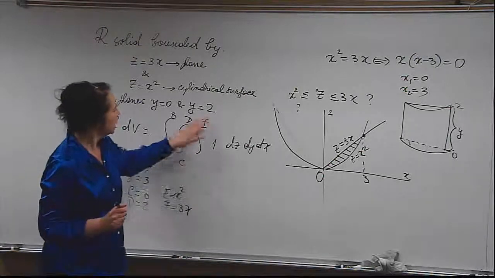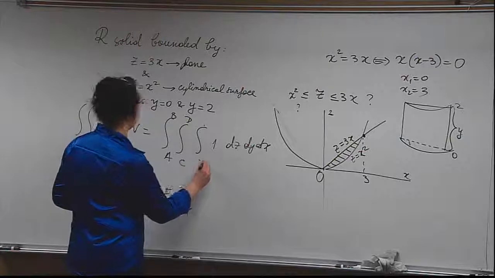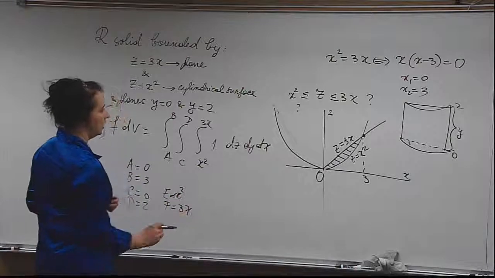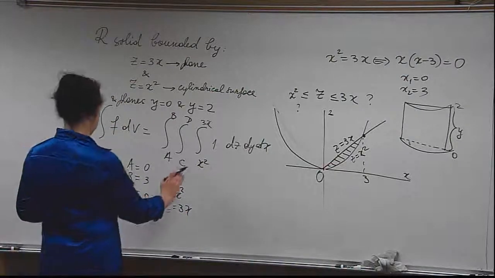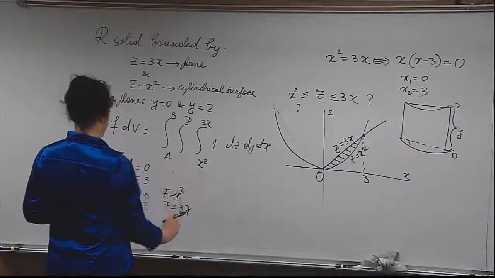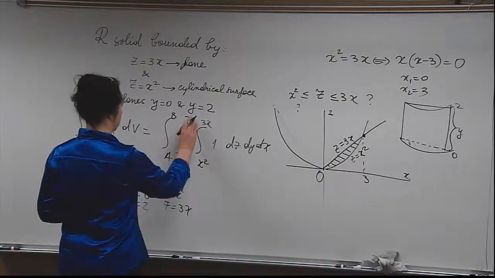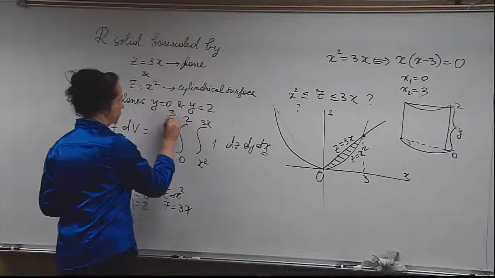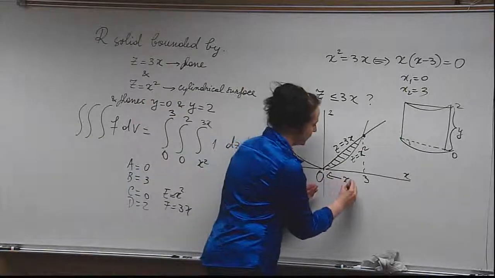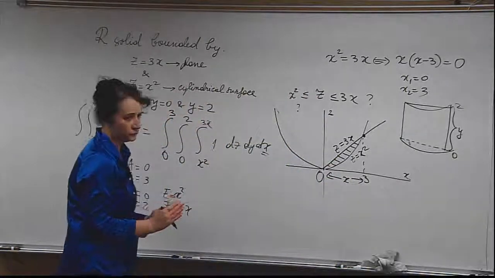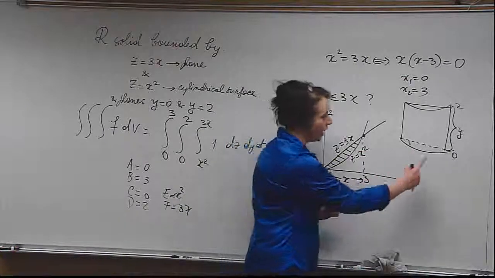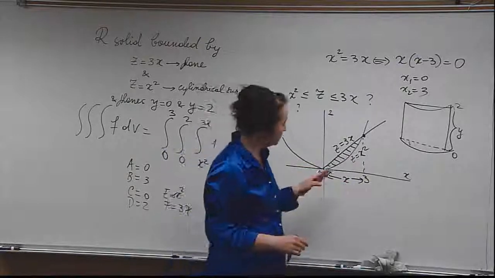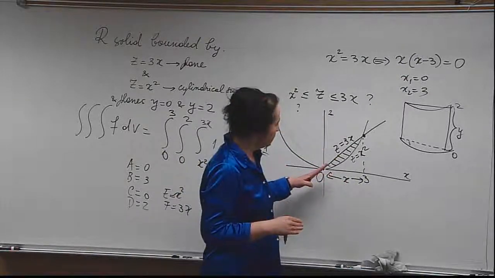So what do you put here? You put z between x squared and 3x. You put y between 0 and 2. And you put Mr. X, the last of the Mohicans. He goes from 0 to 3. So x has the freedom to go from 0 to 3. Y has the freedom to go from flat land to flat land, between two horizontal planes. But Mr.